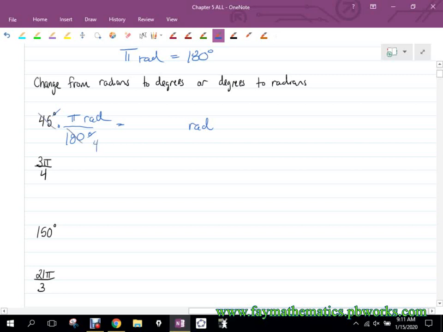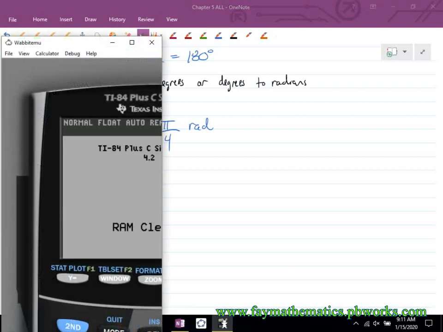So now I've got 1 times pi, which is pi. And on the bottom I have 1 times 4, which is 4. So pi over 4 radians. Is that okay? Yep. Okay, now I want to show you something that is going to be of benefit for us to understand when we're dealing with our calculators.